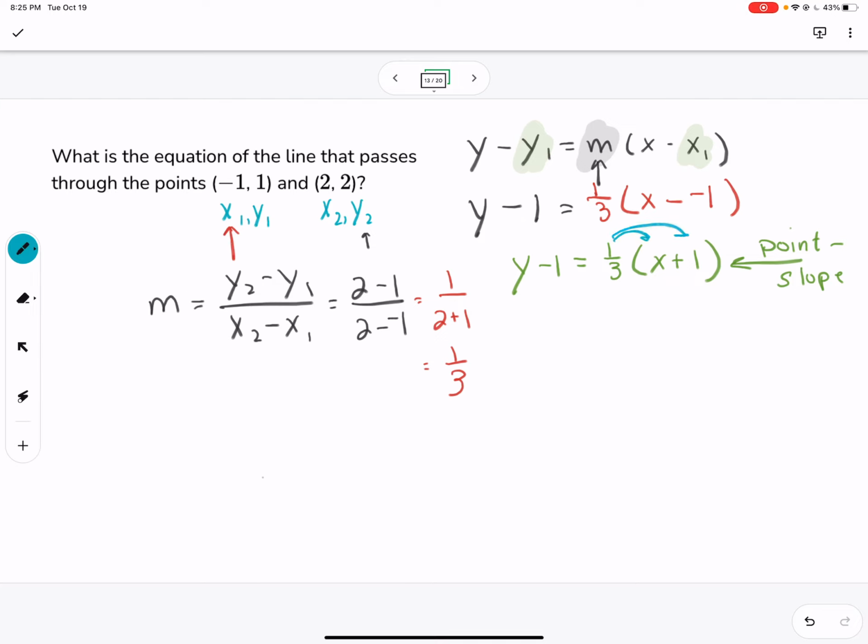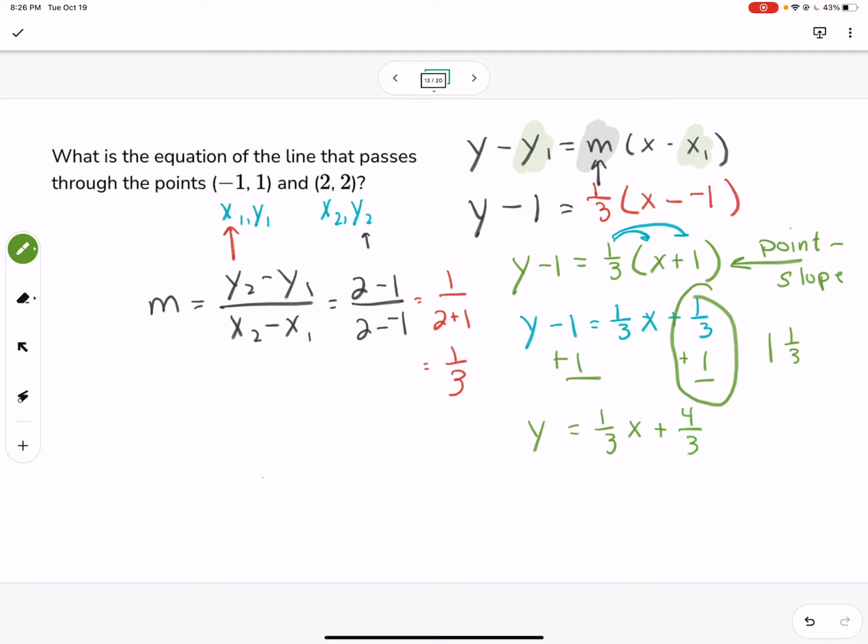So let's go ahead and do that. We'll distribute the 1/3, giving you 1/3 x plus 1/3 times 1. And then you just have to add your 1 to both sides, and you will be in slope-intercept form. You can get out your calculator when you have to add 1 plus 1/3, or you can think, oh, that's 1 plus 1/3, or make it improper, 4/3. So there's the equation of the line that goes through those 2 points. Certainly has a slope of 1/3.